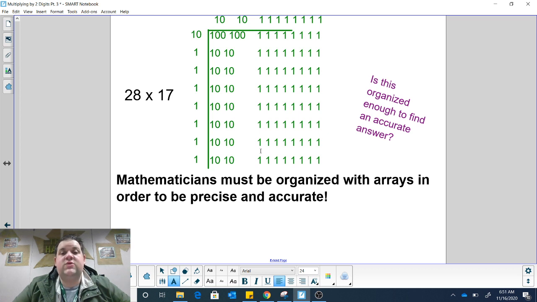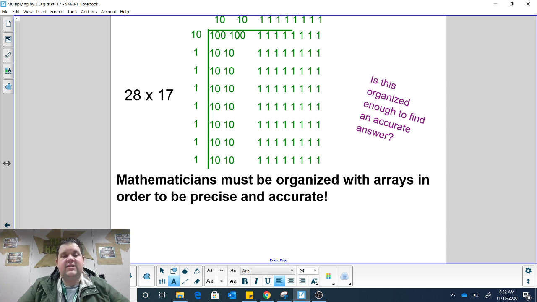So as mathematicians, we really need to think about our arrays and how organized they are. Because if we're not organized with our lining up of the numbers in the array, we're going to have a lot of problems finding an accurate answer. So I really want you to focus on that today as you work on arrays and in the future as we do it in class together.